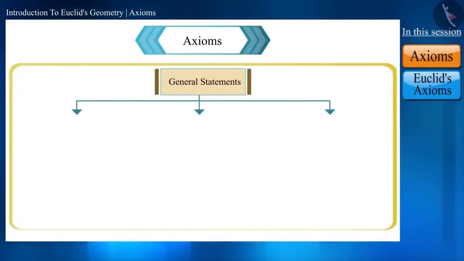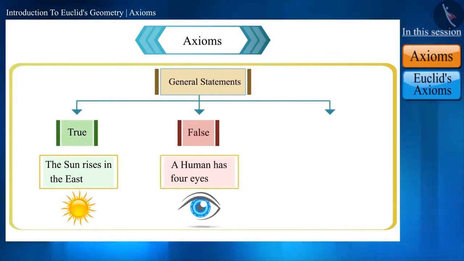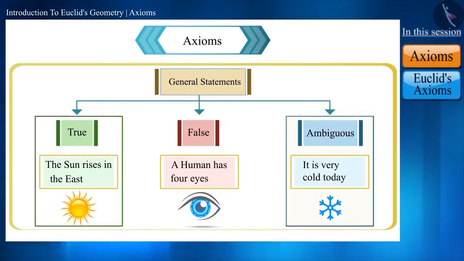Friends, there are generally three types of statements. One that is always true, such as the sun rises in the east. It is universally true. And the other which is always false, such as a human has four eyes. And the third one, ambiguous, that is a sentence that depends upon something, such as this statement: it is very cold today. It is possible that there may be someone who is not feeling cold, or maybe at some place where it is not cold. Therefore, this statement cannot be classified as true or false.